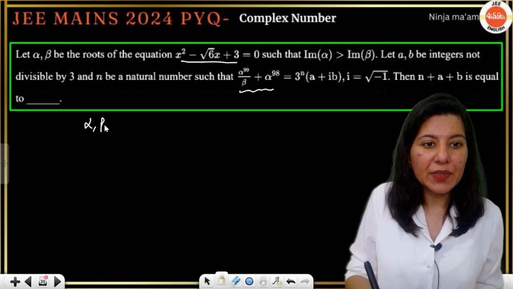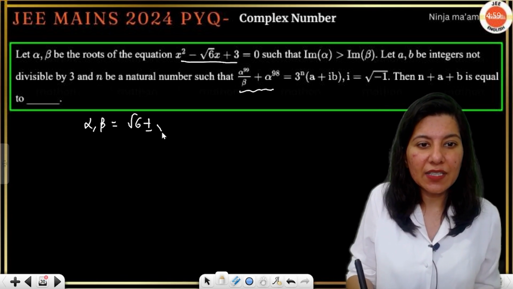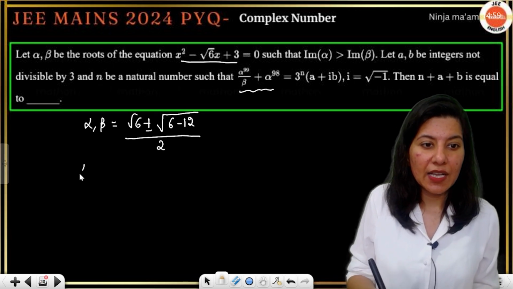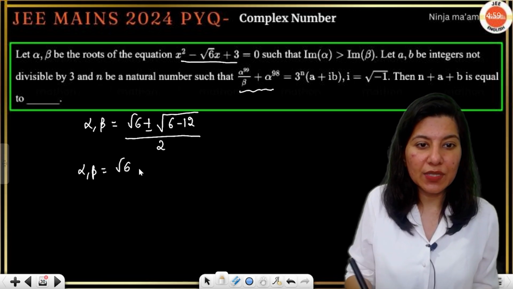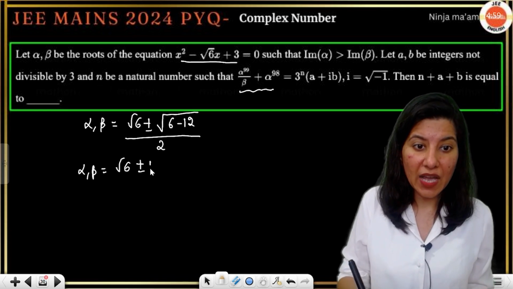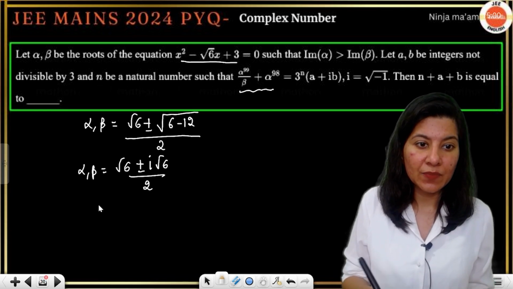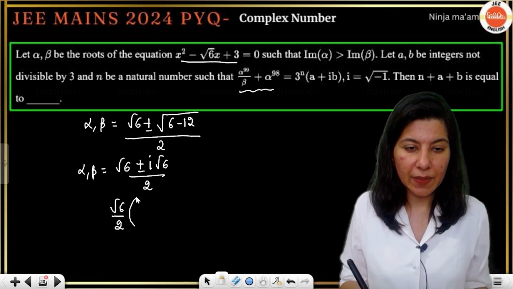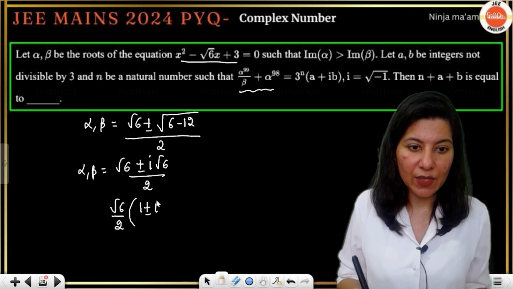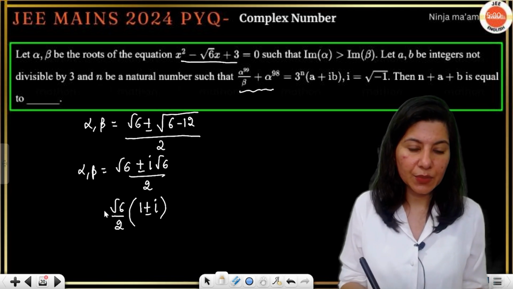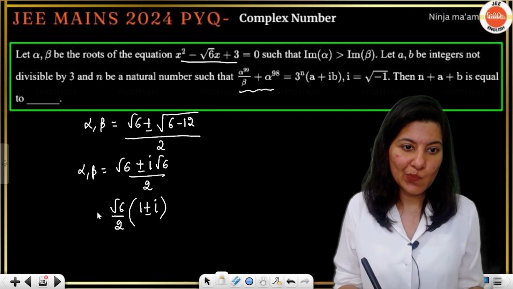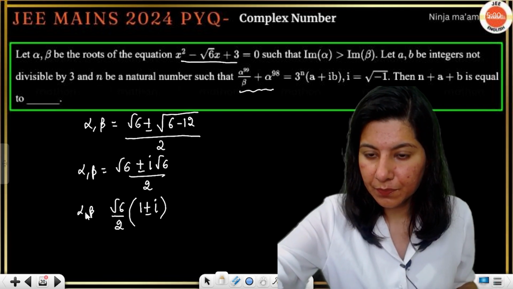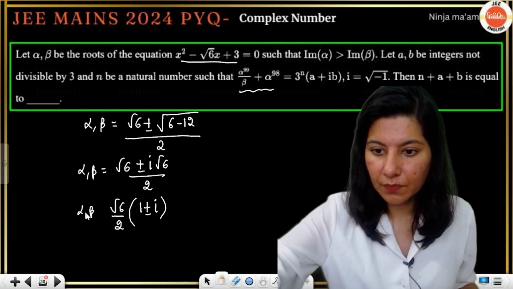So alpha comma beta will be equal to root 6 plus minus square root of b square, 6 minus 4, 3s are 12, upon 2. Alpha comma beta will be equal to root 6 plus minus iota root 6 by 2. Now root 6, if you take common by 2, this is going to become 1 plus minus iota. Correct or not? Okay. This is alpha comma beta. Perfect.